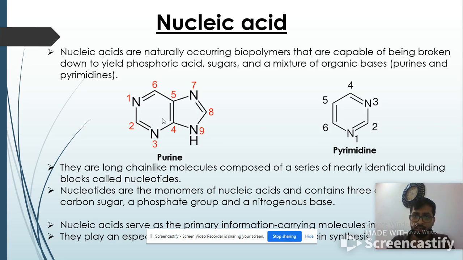If a polymer contains repeated units of a similar type of molecule, that molecule is known as the monomer of that polymer. So we can say that nucleotides are the monomers of these naturally occurring polymers. This nucleotide contains three types of molecules: a phosphoric acid fragment, a sugar, and a mixture of organic bases.